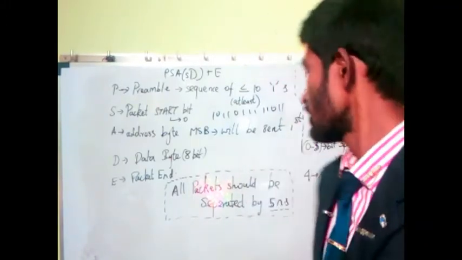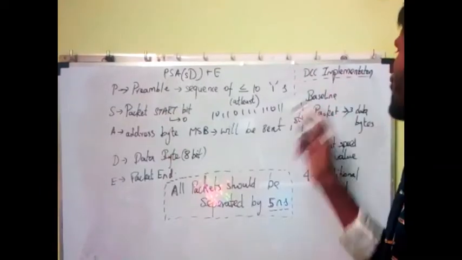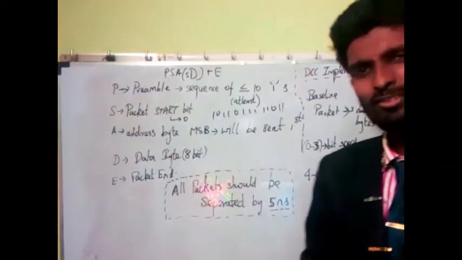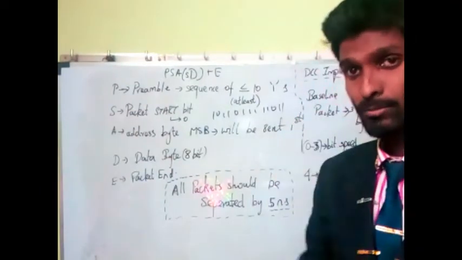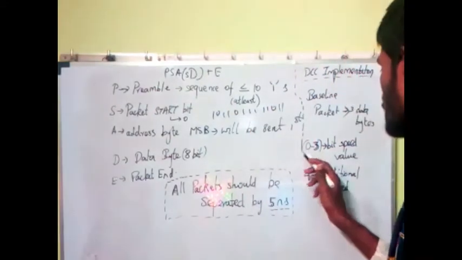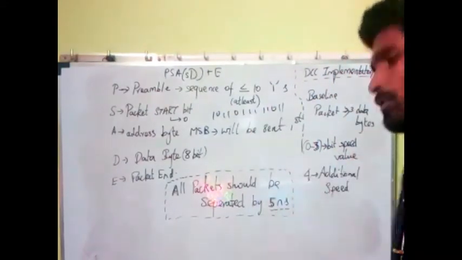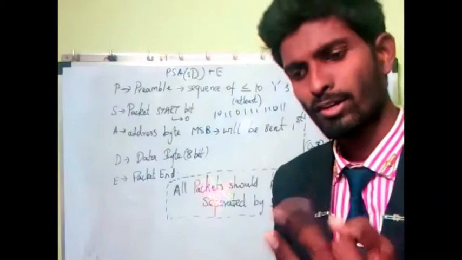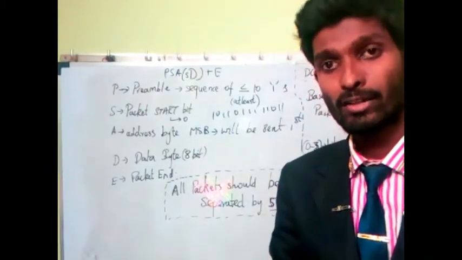Okay, let's listen here. Afterwards, I'm going for this DCC implementation. Here I have a baseline packet. Baseline packet means, to keep it simple, a 0 to 3 representation. So for 0 to 3, I have the bit speed value. Usually we go for 0, 1, 2, 3, 4, right? But here I just go for 0 to 3.